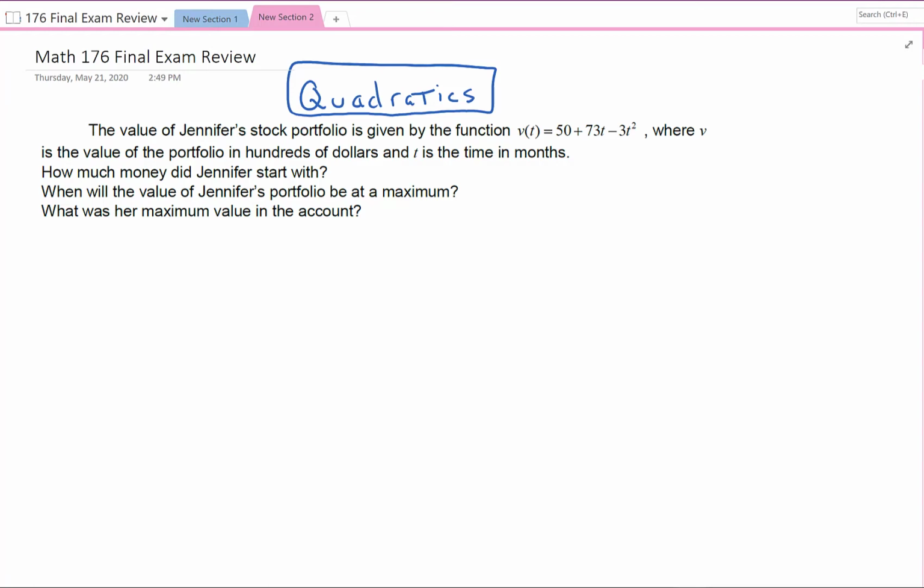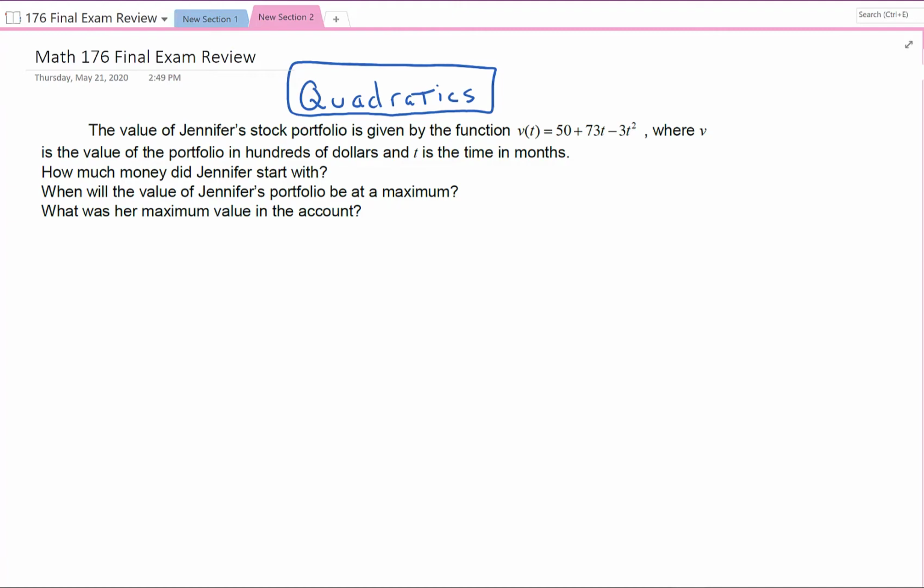All right, in this second block of review questions, we're going to continue our look at quadratic equations for one more example. In the last one, it was graphs to equations. This one, we have the equation, and we're going to pull out the data. And particularly, we're going to do it in a word problem application.